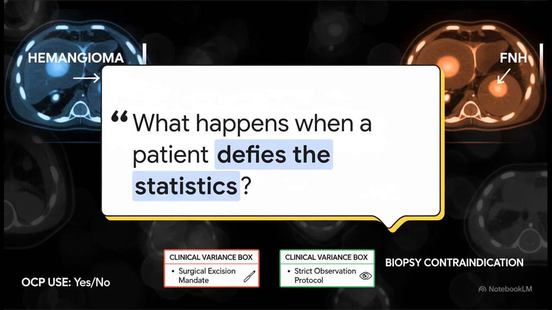Here is your blueprint. A 28-year-old female presents to the ER with sudden onset, severe right upper quadrant pain, lightheadedness, and hemodynamic collapse. Blood pressure is 85/50, heart rate 120. She has a 10-year history of oral contraceptive pills.